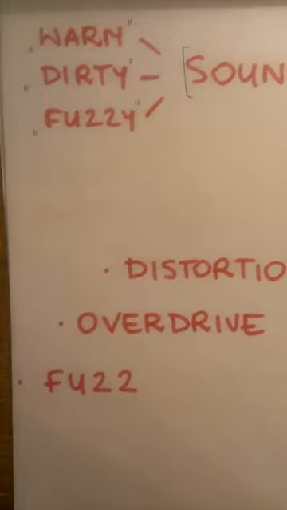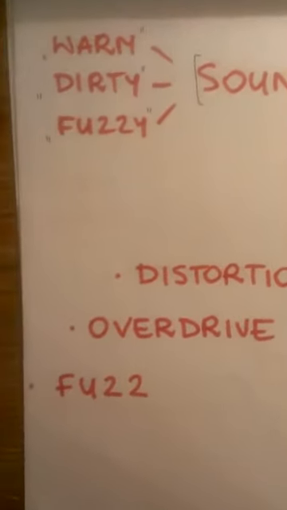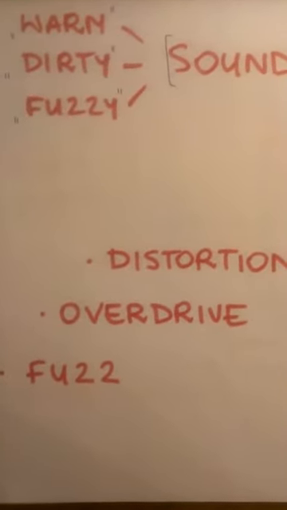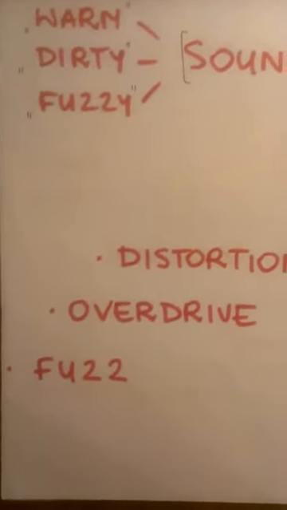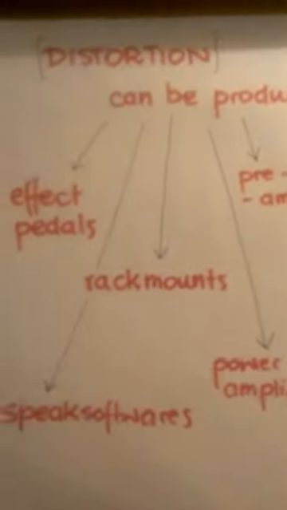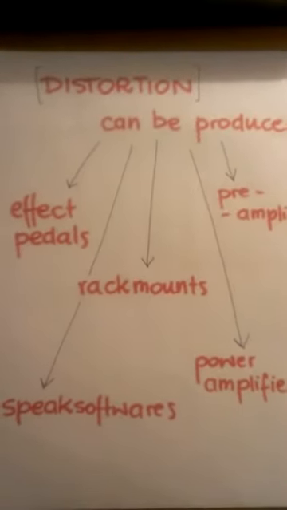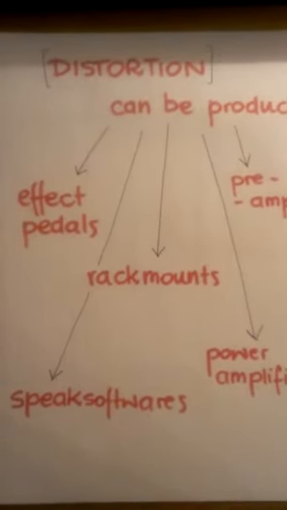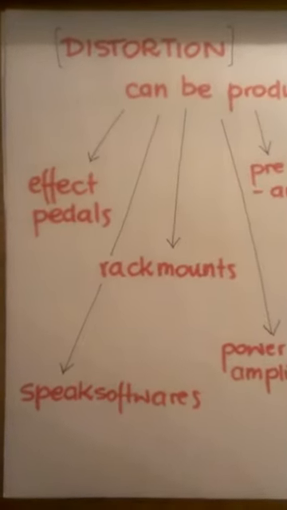A fuzzbox alters an audio signal until it is nearly a square wave and adds complex overtones by way of a frequency multiplier. Distortion can be produced by effect pedals, rackmount units, preamplifiers, power amplifiers, speaker simulators, and more recently digital amplifier modeling devices.